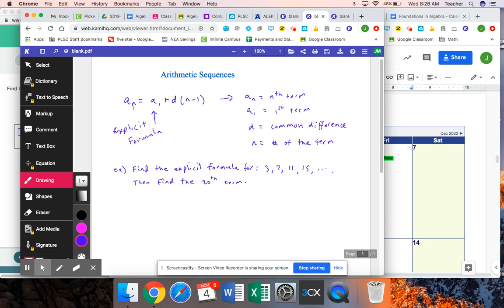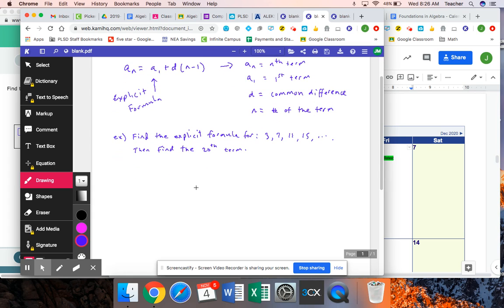A sub n is just the nth term. So if I wanted to find a fifth term, for example, n would be 5. The first term is a sub 1. That's the first term. D is the common difference. And then n, again, is the number of the term. So I could use that information and ask you to find the explicit formula for this thing.